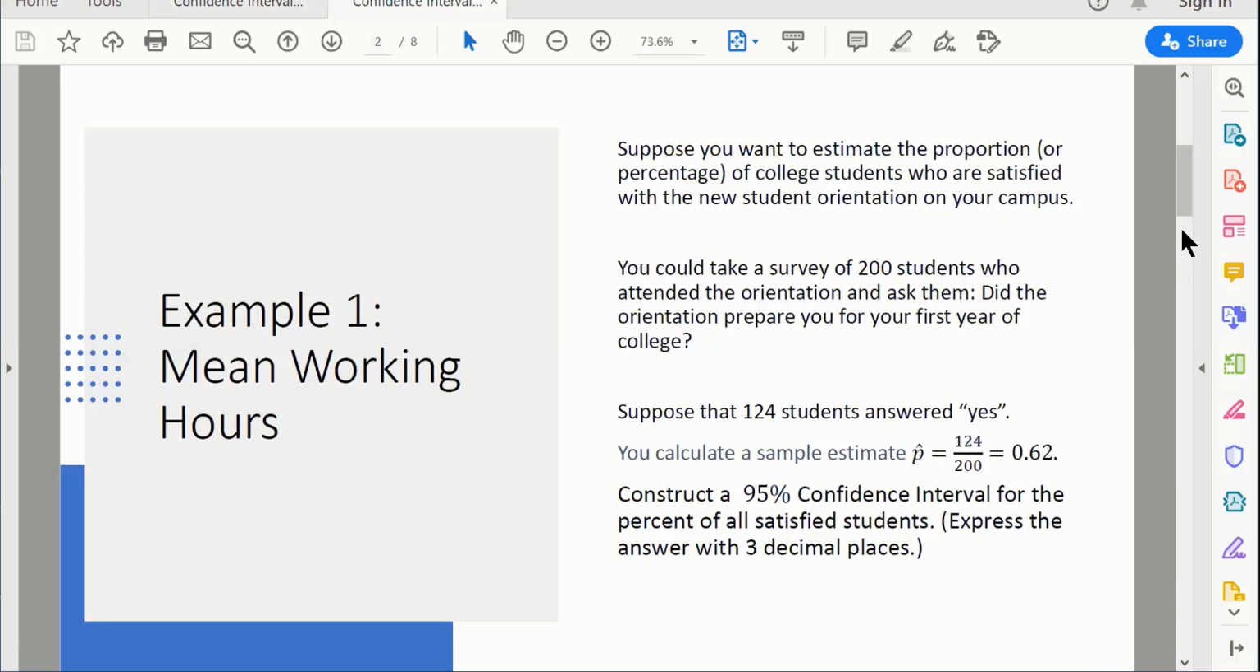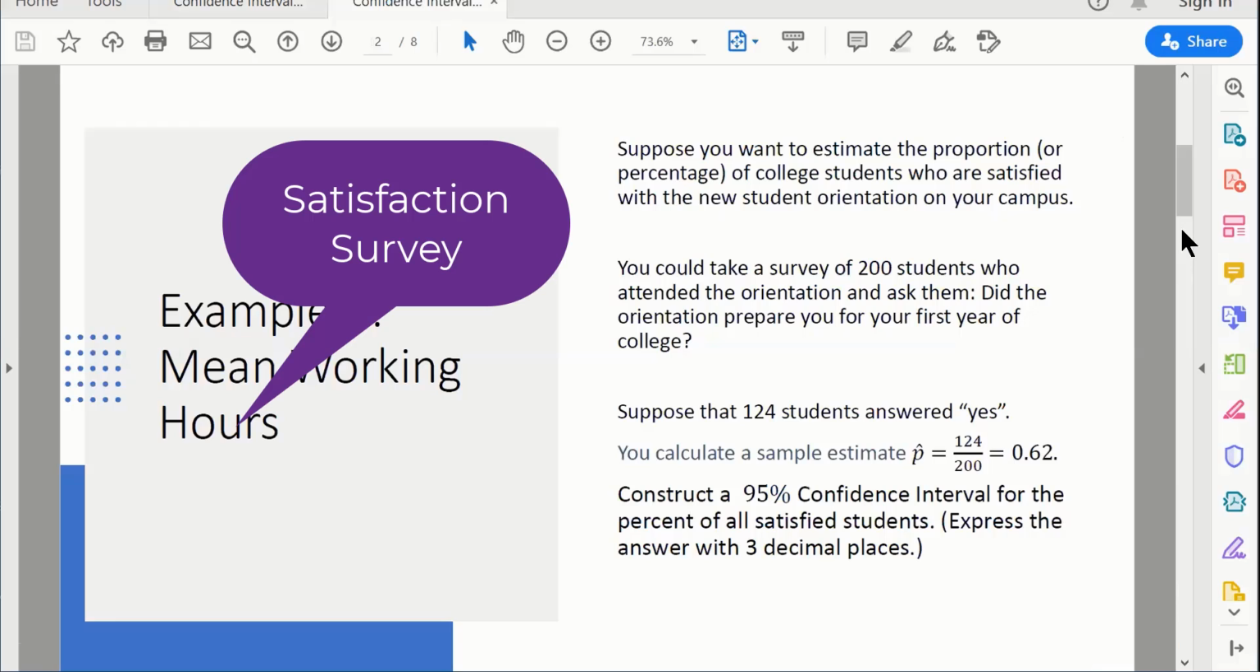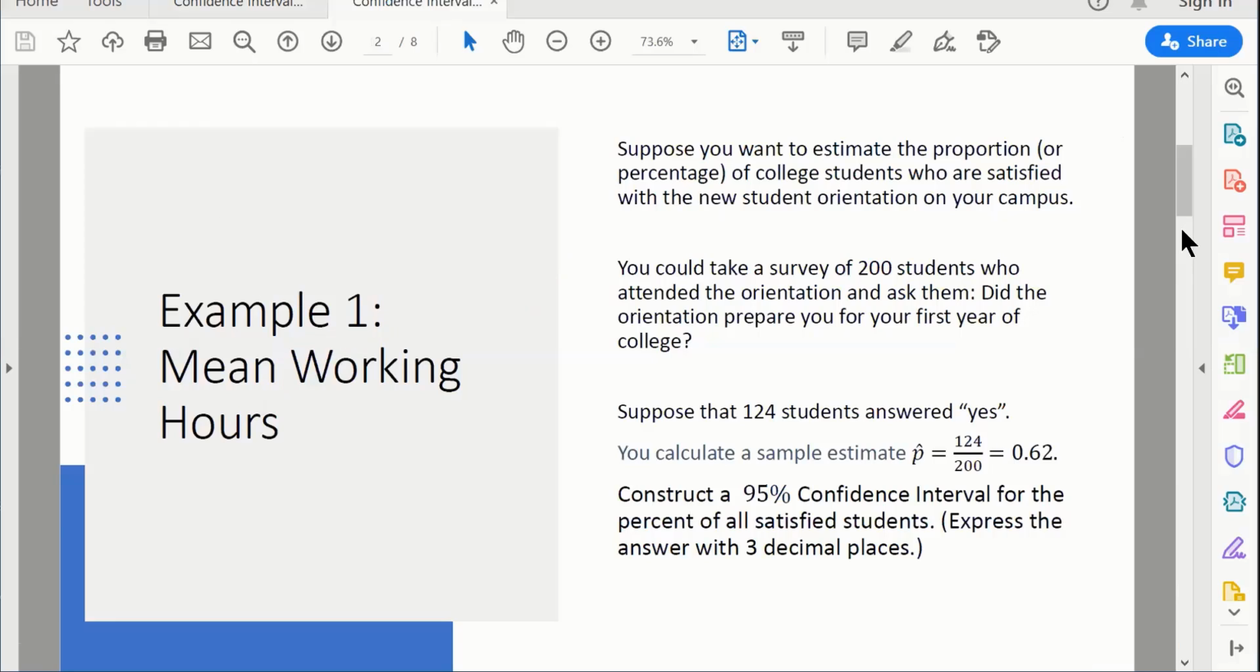So going back to that question again, we had p hat is 124 over 200, which is 0.62. It's the survey of 200 students. 124 said yes, orientation prepared them. So now, getting past that sample estimate or point estimate of p hat, construct a 95% confidence interval for the percent of all satisfied students.